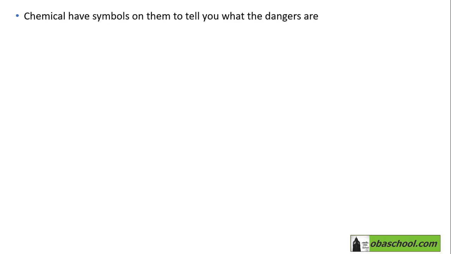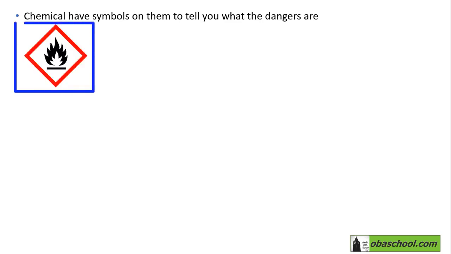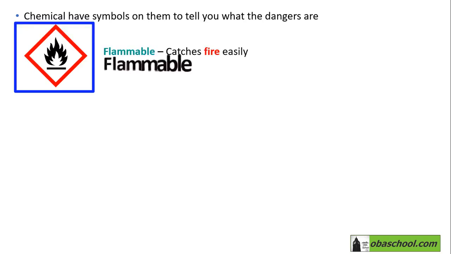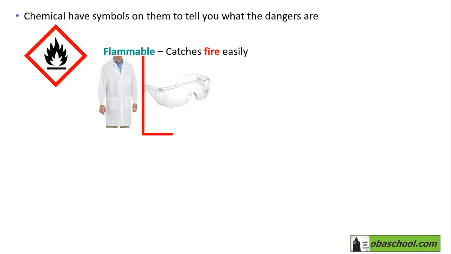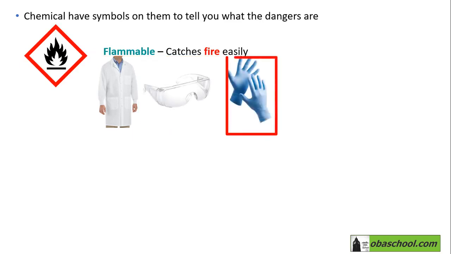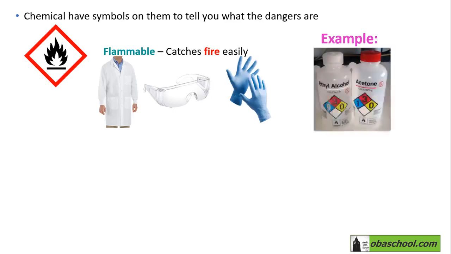The first of these is the symbol that tells you that a chemical is flammable, where it catches fire easily. In order to be safe while carrying such substances, make sure to be wearing your lab coat, protecting your eyes using the goggles, and protecting your hands using the gloves. Examples of flammable chemicals that we use in the lab are acetone and ethyl alcohol.